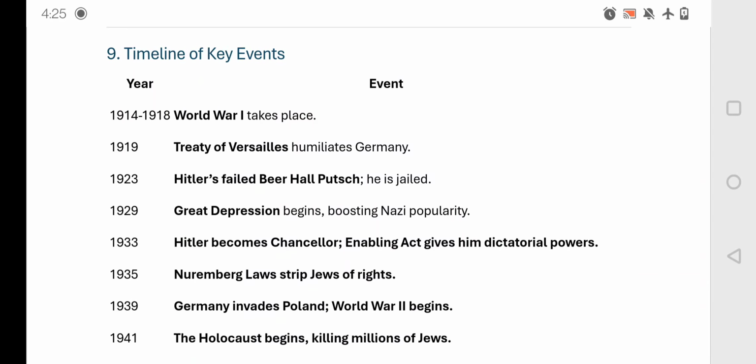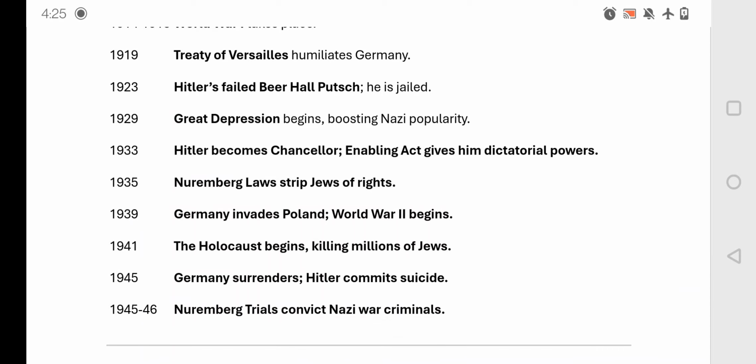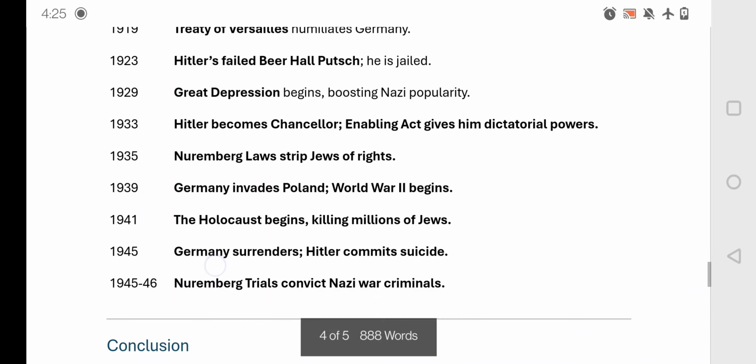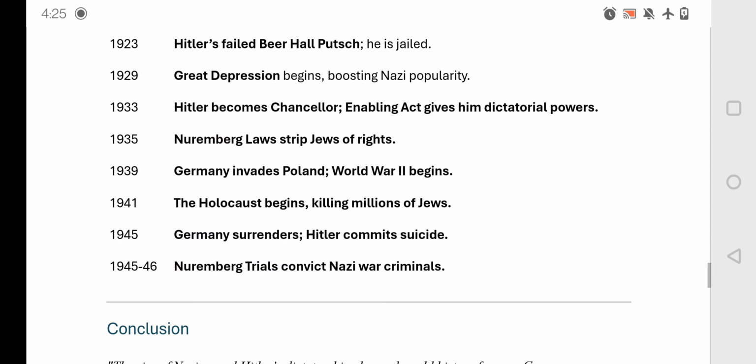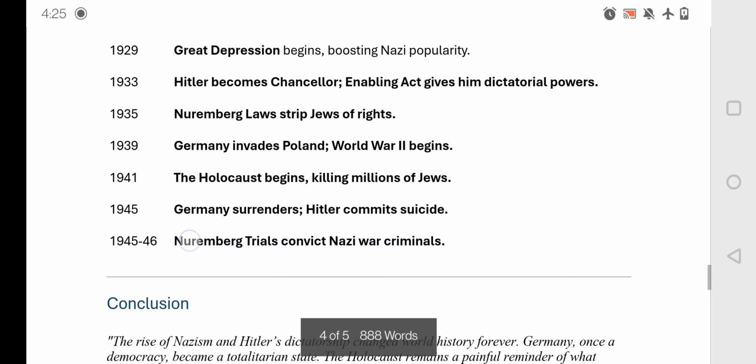The timeline goes like this: First World War 1914 to 1918, then in 1919 the Treaty of Versailles was signed, then in 1923 Hitler's failed beer hall putsch, he's jailed here, and then in 1929 the Great Depression begins, boosting Nazi popularity. After this, the Nazi party gained popularity in Germany.